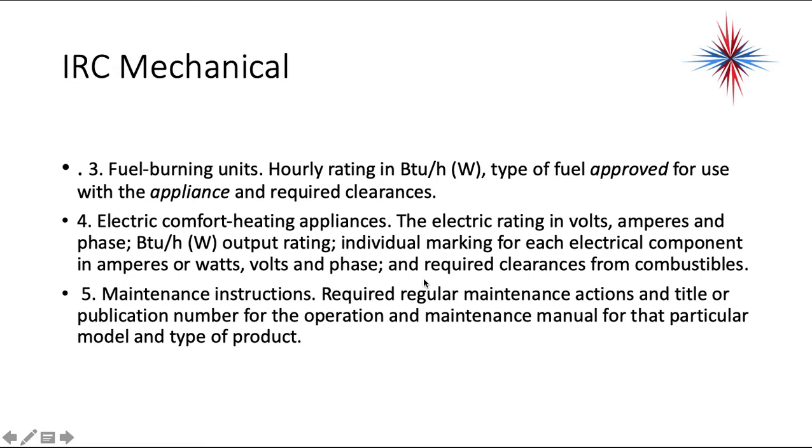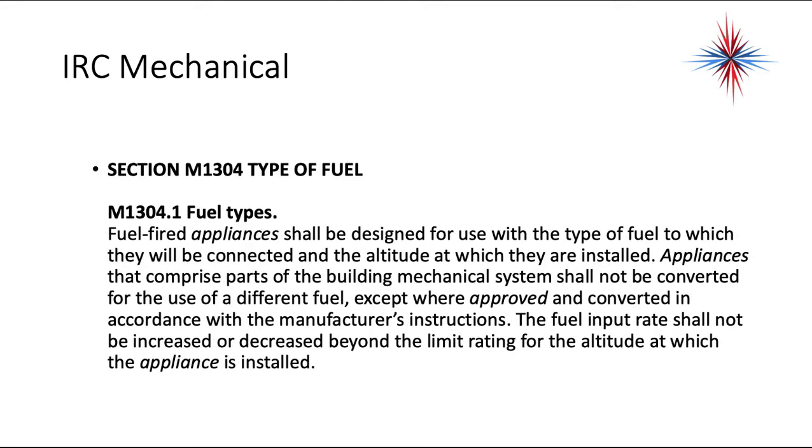Fuel-burning units should always have the hourly rating in BTUs per hour, types of fuel approved for use with the appliance, and required clearances. Electric comfort heating appliances need the electrical rating in volts, amps, and phase, BTU output rating, individual marking for each electrical component in amps, watts, volts, and phase, and required clearances. Everything should have maintenance instructions, regular maintenance actions, or the title of a publication number for the operation and maintenance manual for that model or type of product. In other words, the data plate is required to be on the appliances. You cannot remove the data plates. It's against code.